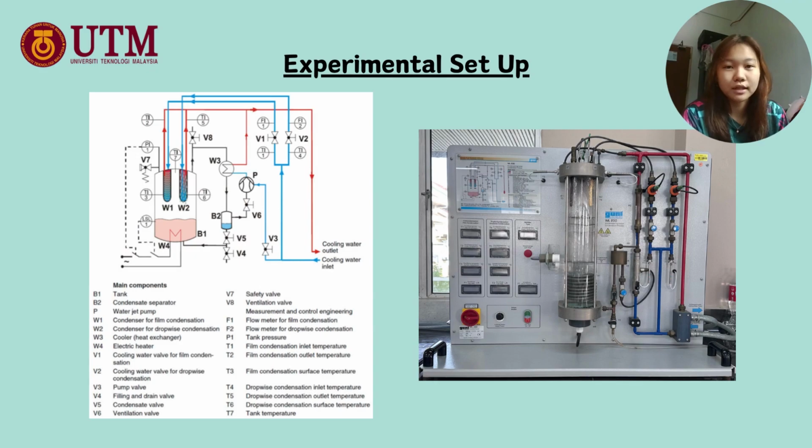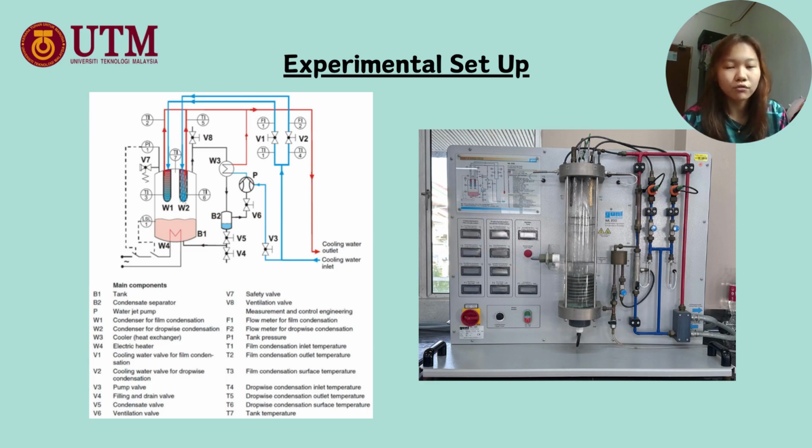This is the experimental setup. The main components are: B1 tank, B2 condenser separator, P water jet pump, W1 condenser for film condensation, W2 condenser for dropwise condensation, W3 cooler, W4 electric heater, V1 cooling water valve for film condensation, V2 cooling water valve for dropwise condensation, V3 pump valve, V4 filling and drain valve, V5 condensate valve, V6 ventilation valve, V7 safety valve, V8 ventilation valve.